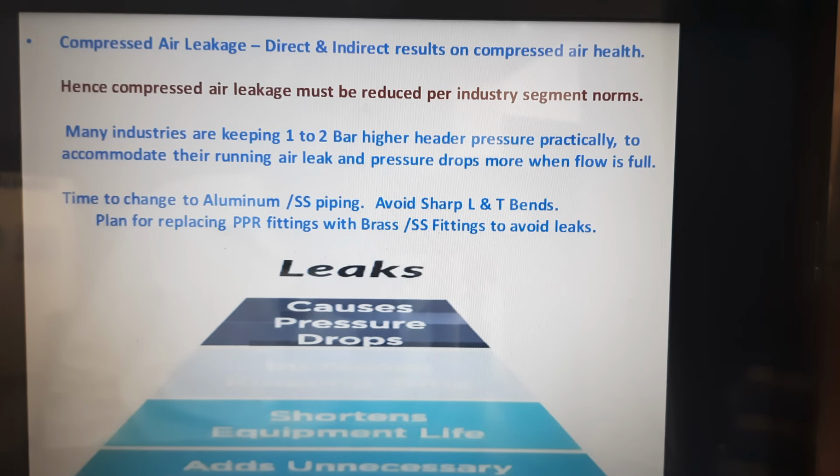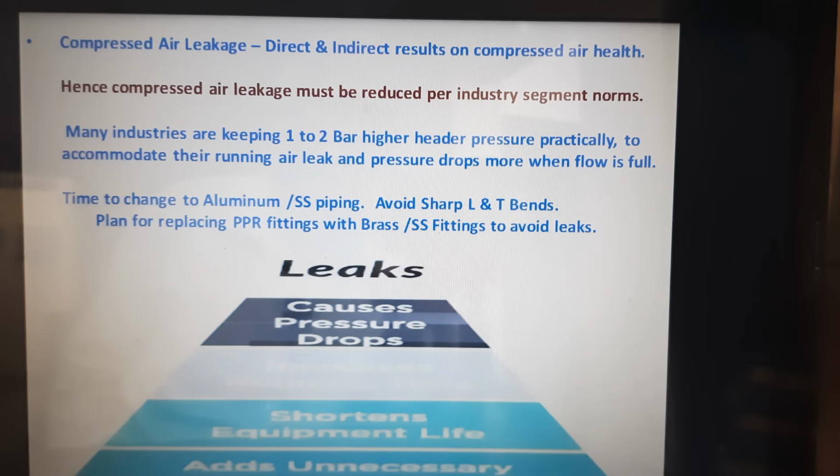Many industries are running their compressor at 1 to 2 bar or 2 to 3 bar higher header pressure, just to accommodate the leakages that are happening intermittently. Also, in some industries they are even running a third compressor just to address the leakage only. So it is time to change the header piping to aluminum or SS piping, depending on your requirement. Definitely it is an energy saving, but it needs to be well thought about before it is taken up.